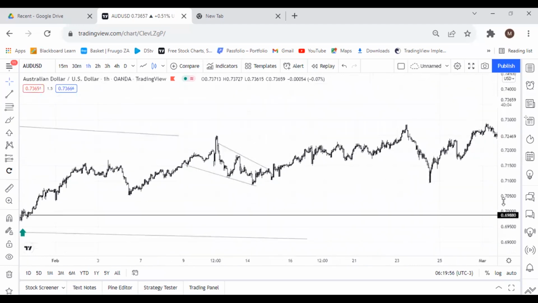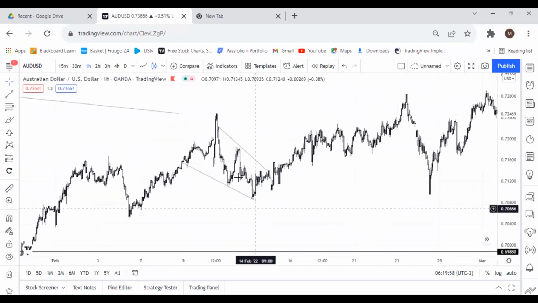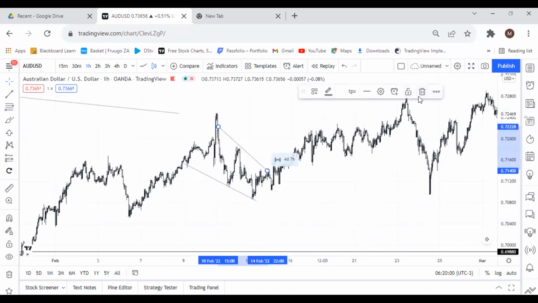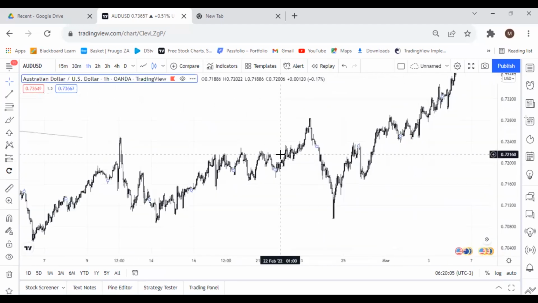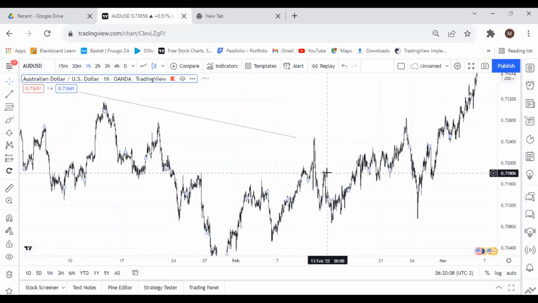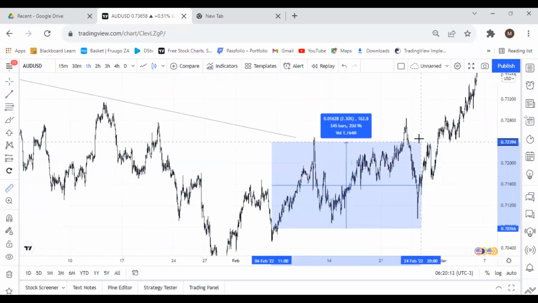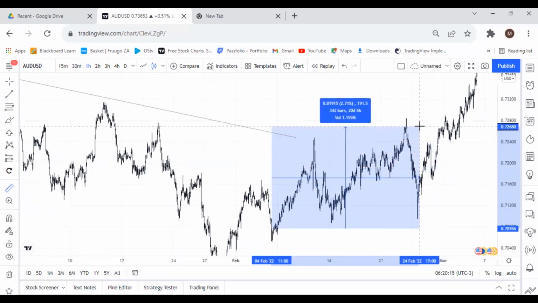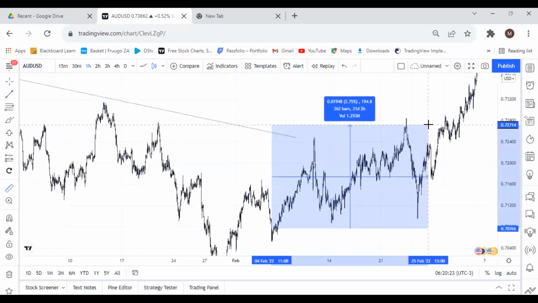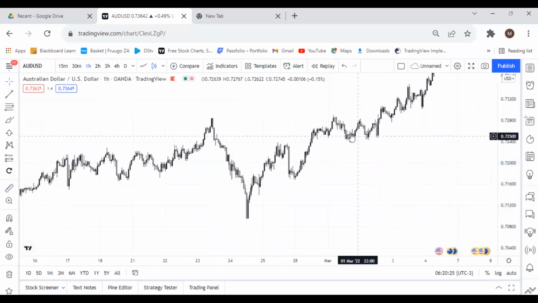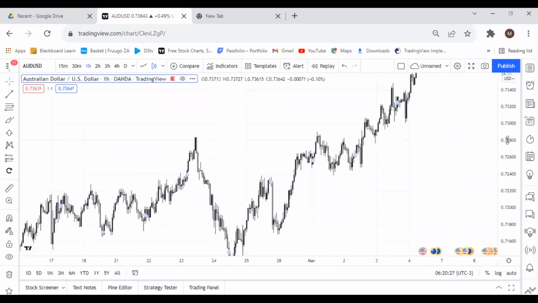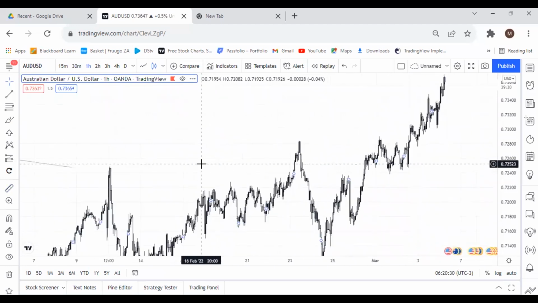So we basically never had a distinct impulse or correction for a while. I don't know how long this was. Let me just quickly get the measuring tool. So I'm just going to measure from that point till right there. That is about 20 days. 20 days, yeah, 21 days. So it was almost a month just waiting for that to play out.